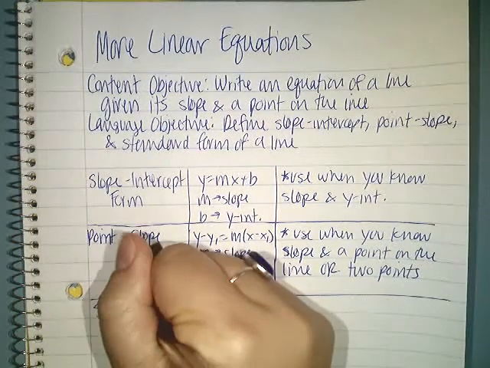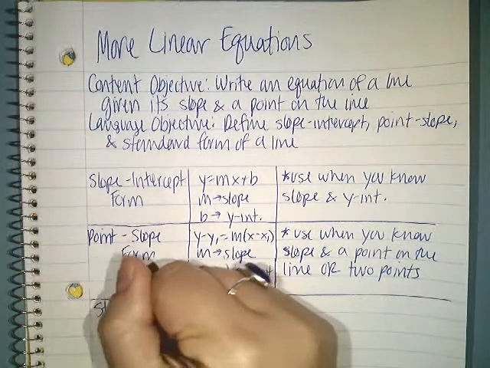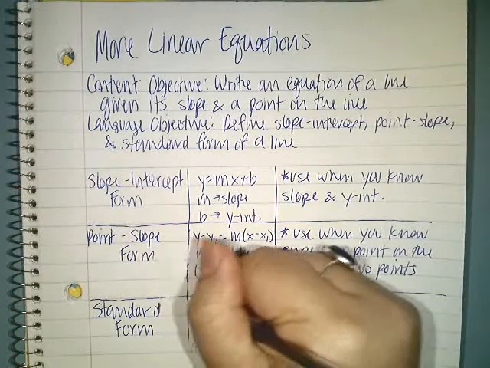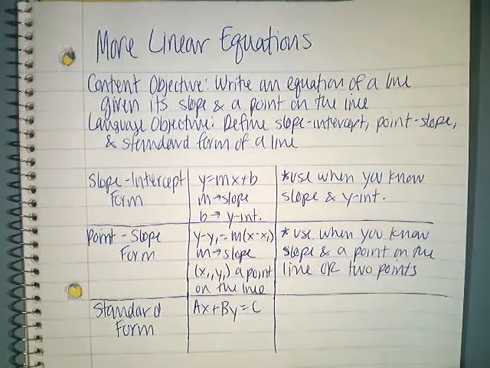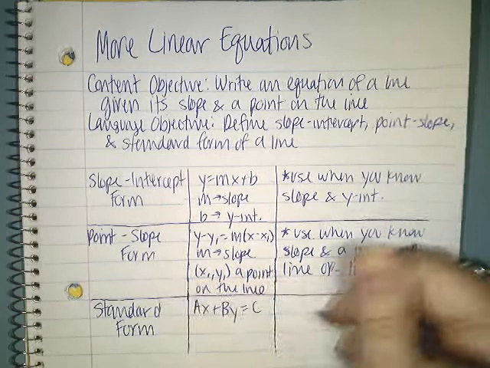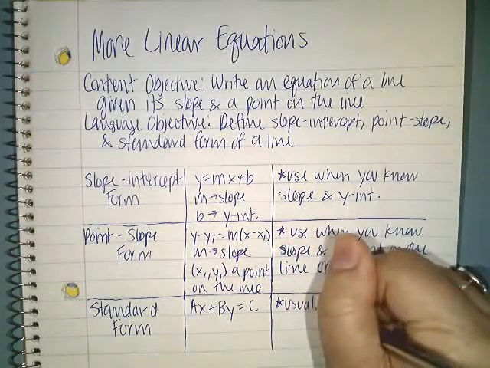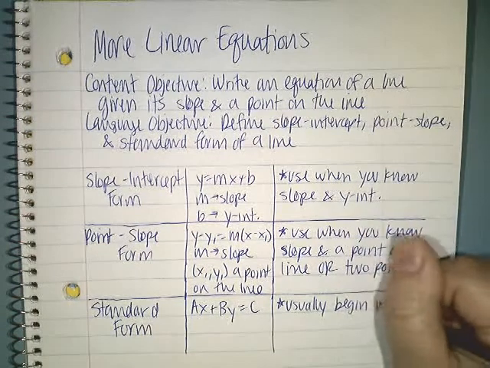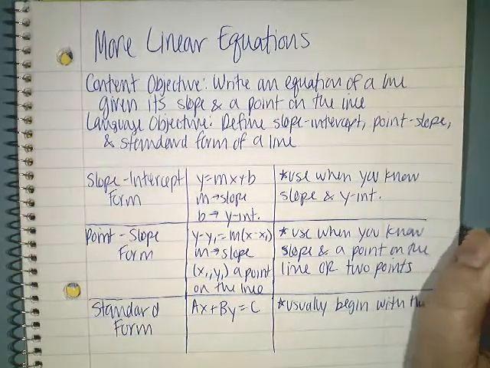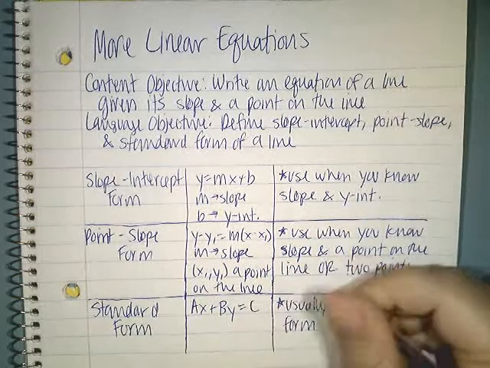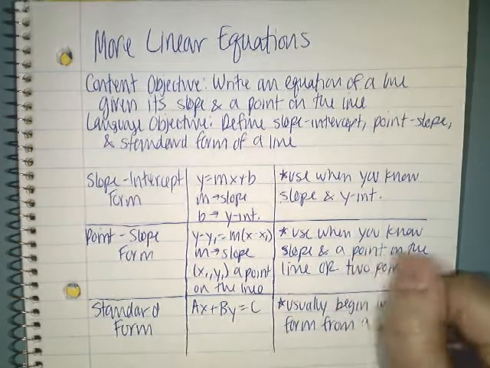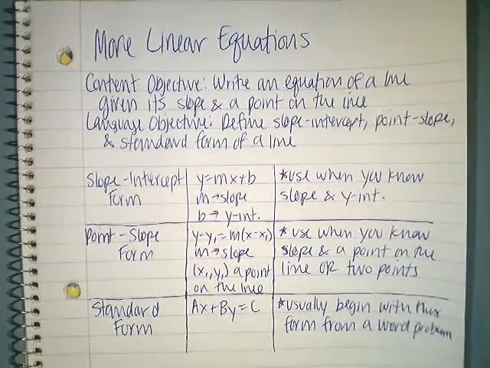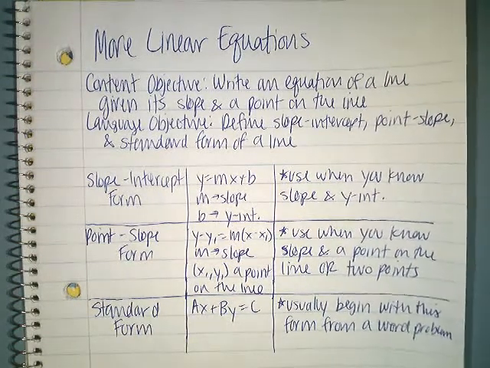Last but definitely not least is standard form of a line. There are standard forms of lots of different equations, but standard form of a line is ax plus by equals c. And usually we don't write standard form from a graph. We usually begin with this form from a word problem.